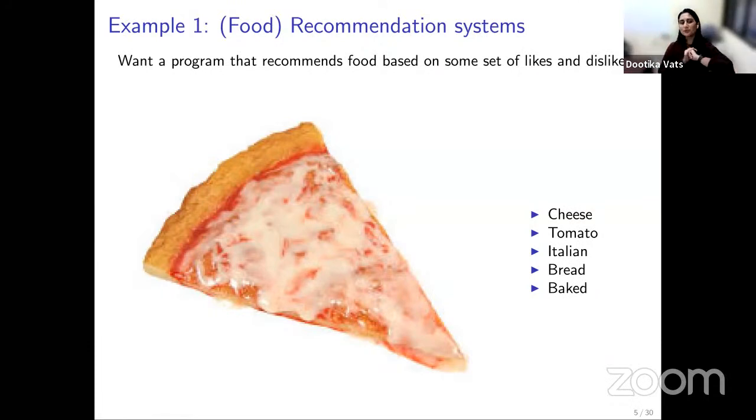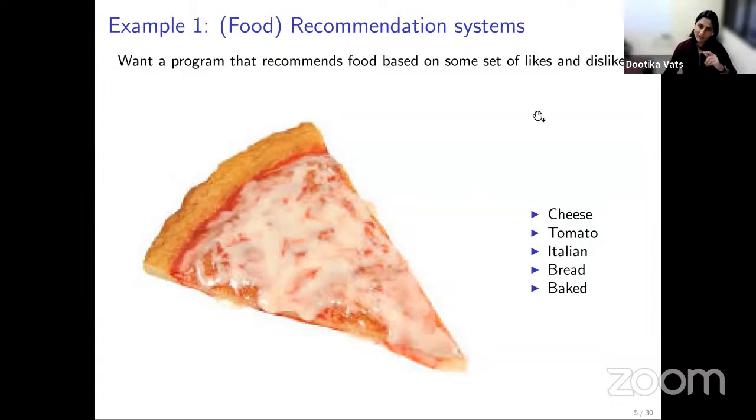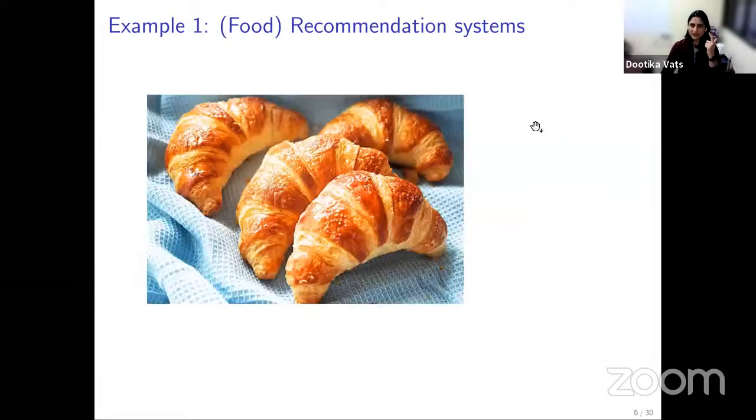And once I tell the computer, "Bhai, I like pizza," now it knows that if I like pizza, I probably like anything that has cheese, tomatoes, Italian, bread, or baked, right? A simple thing for it to do is to assume I like all of these things. This is one way a recommendation system can work. So now it will go ahead and predict that I will like this.